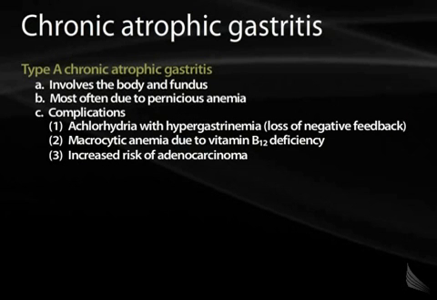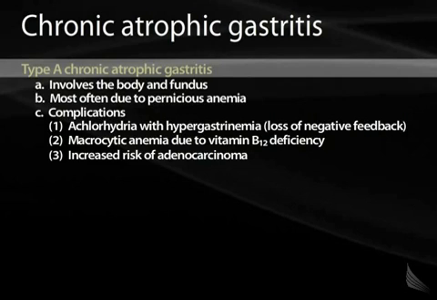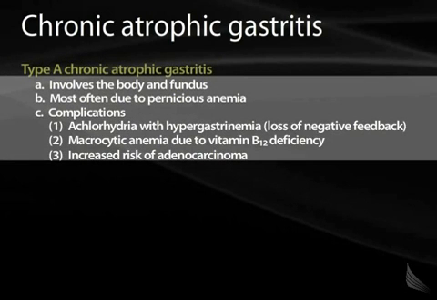Chronic atrophic gastritis is also found in patients and is of two types. Type A chronic atrophic gastritis involves the body and the fundus. As you can see in this diagram, that's the upper right and the main part of the stomach. It's most often due to pernicious anemia with a loss of production of intrinsic factor.